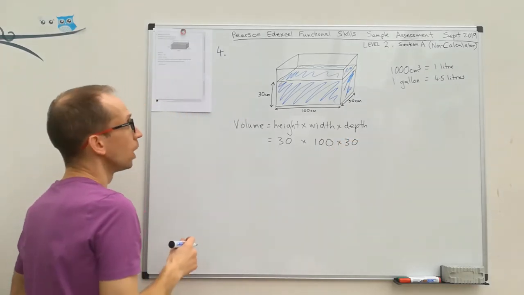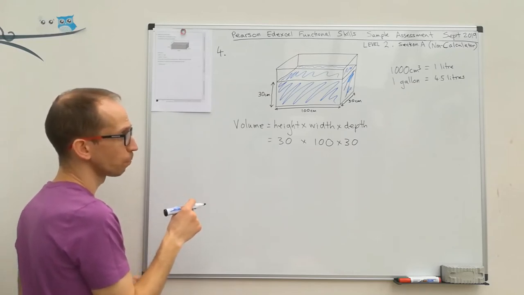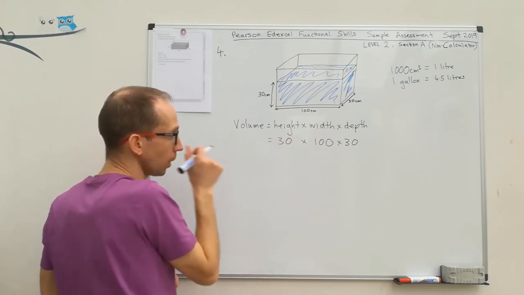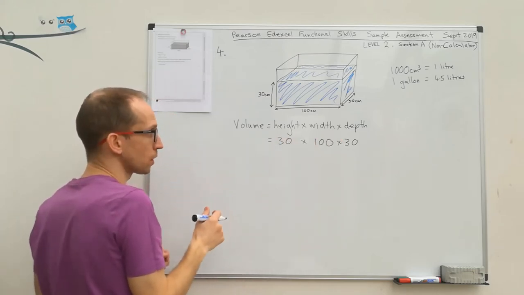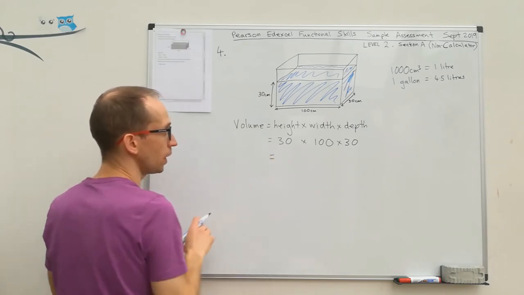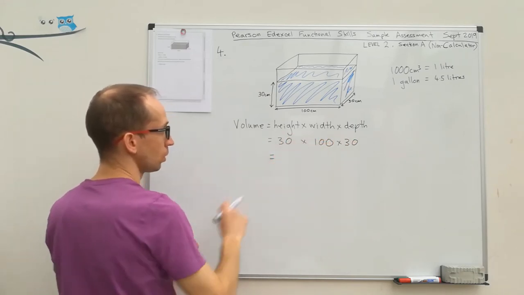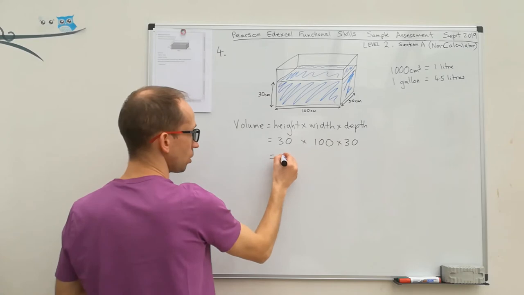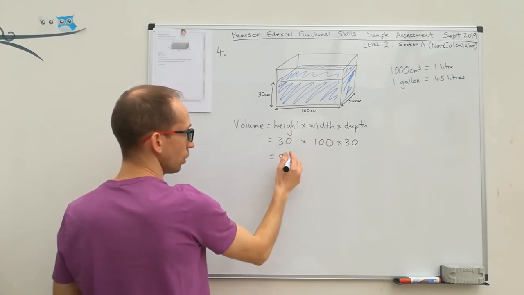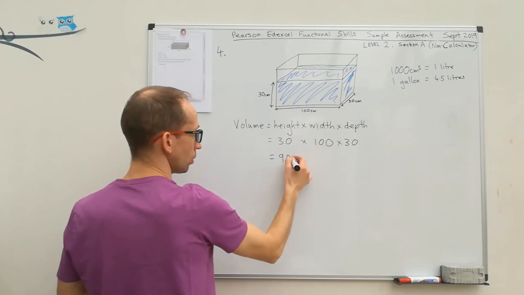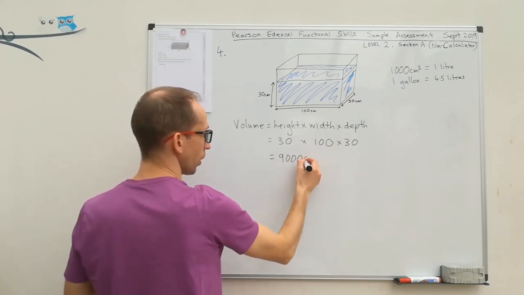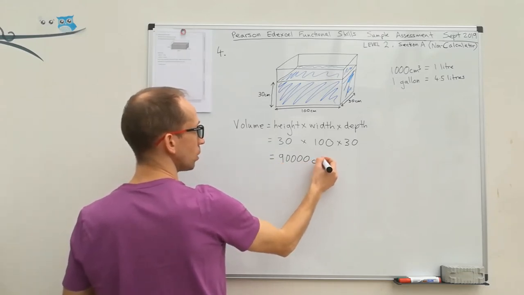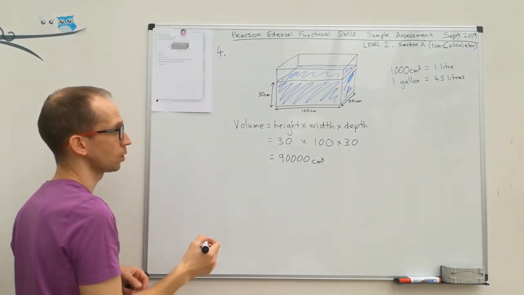Okay. This is the non-calculator paper, so it can make a difference which order you multiply the numbers in terms of making it easier for yourself. What I find the easiest is to just ignore the zeros. So 3 times 1 is 3, times another 3 is 9. And then we can put the zeros back on. So 1 zero here, 2 zeros there, and another zero there. So we've now got 90,000 centimetres cubed. Okay, so we've got our volume.